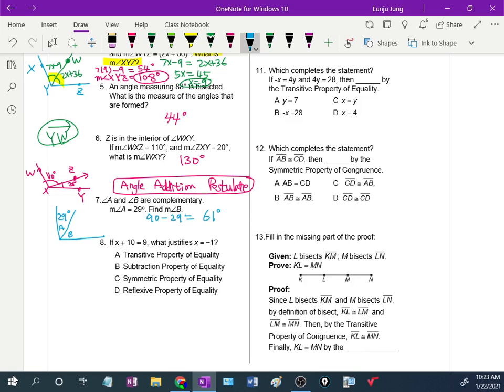Always visualize and use it, okay? Always draw so you can answer quickly. What postulate did I use here? Subtraction, angle or segment? Angle subtraction postulate.